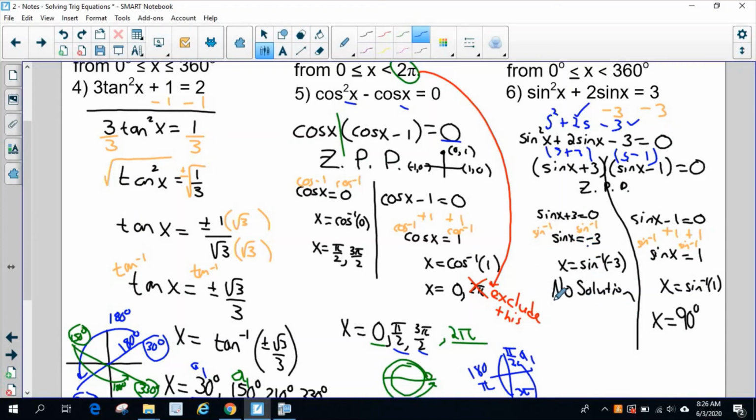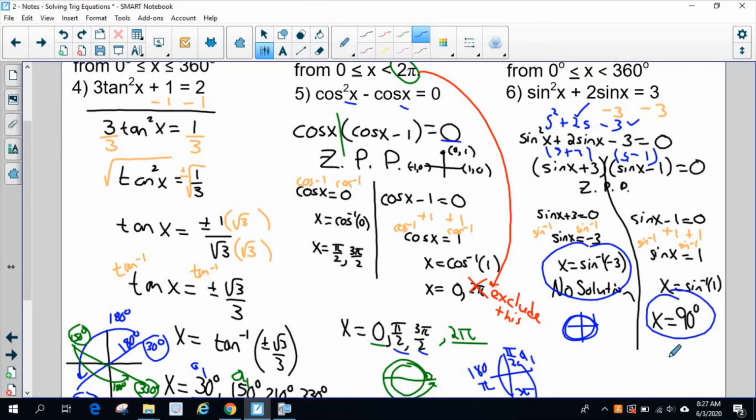You find this has no solution because it's not in the domain. If you think about the unit circle, all the values around the unit circle are always going to be between negative 1 and 1. So asking what 3 is on the unit circle makes no sense. And then we just have this last answer that is 90 degrees.